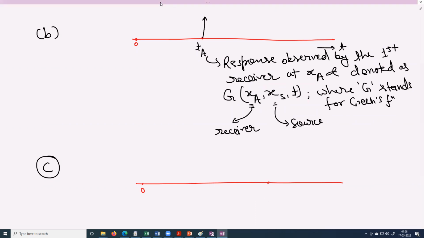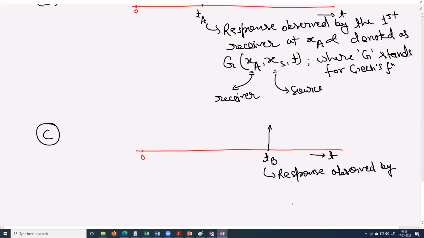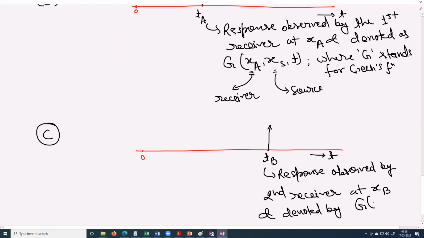So it is your TB, and again this is your time. This is the response observed by the second receiver at XB and denoted by G. Now it will be written as G, where we write receiver, then source XS, comma T.